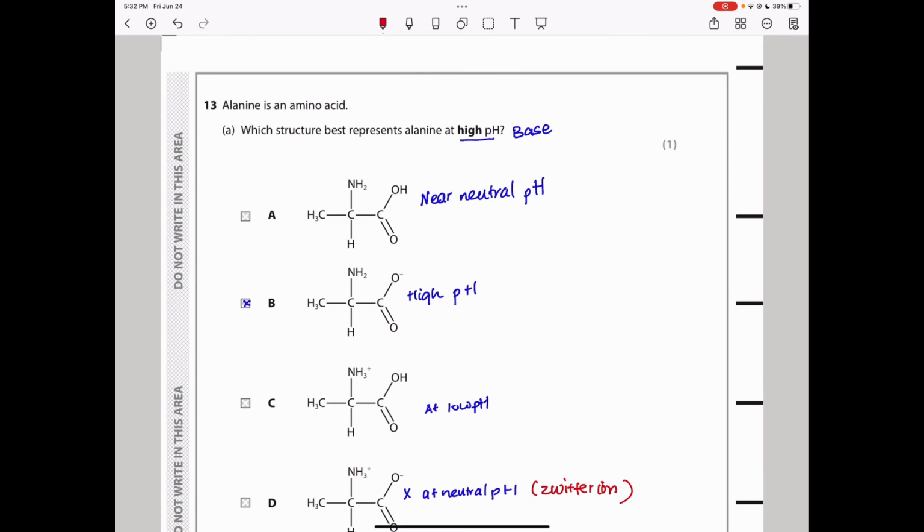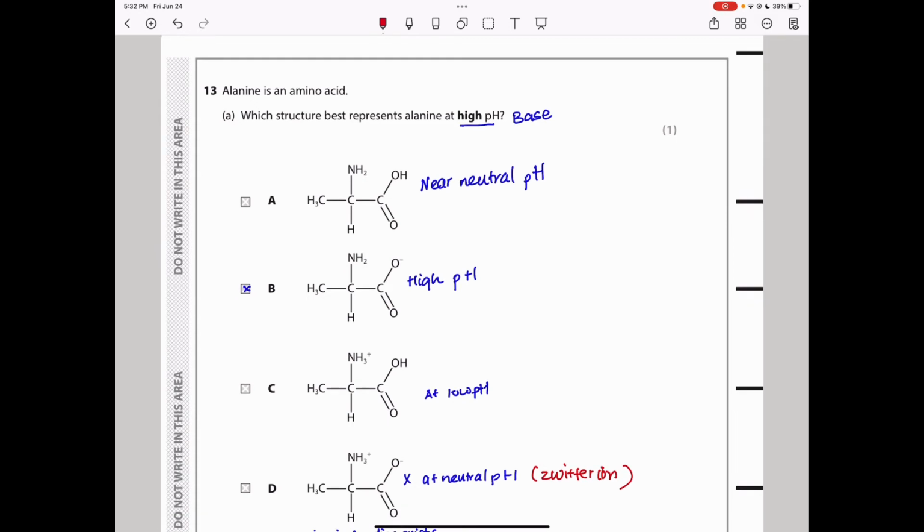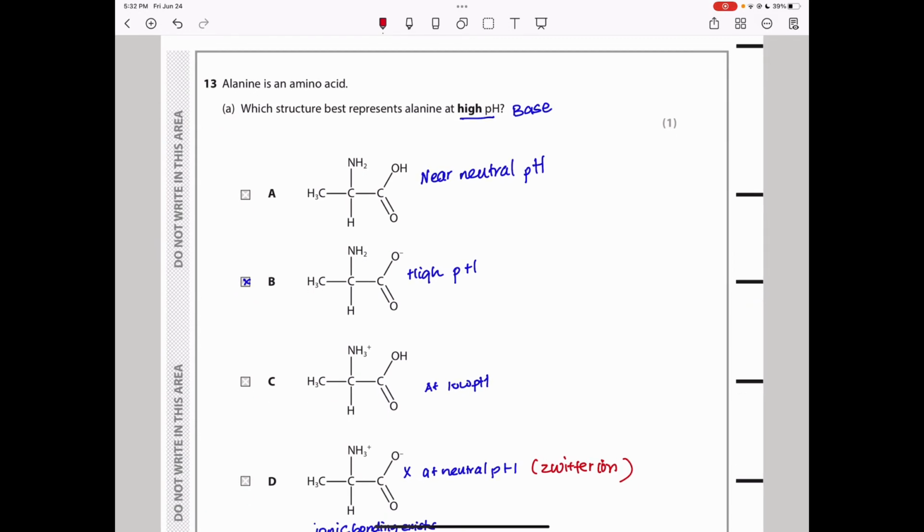Question 13 says, alanine is an amino acid. Which structure best represents alanine at high pH? High pH could be maybe pH greater than 7, high enough, basically. So here we can see the first structure, part A. This structure can only be observed when the pH is near neutral.